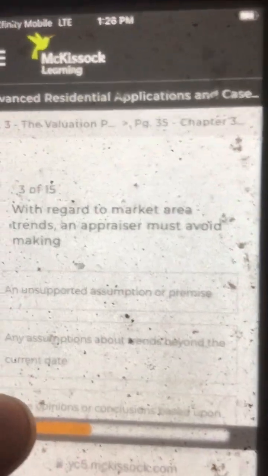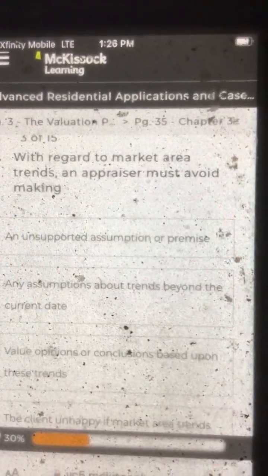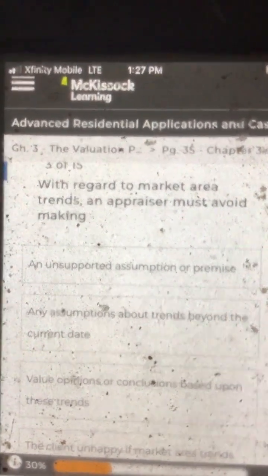Number 3, with regard to market area trends, an appraiser must avoid making A. an unsupported assumption or premise, B. any assumptions about trends beyond the current date, C. value opinions or conclusions based upon these trends, or D, the client unhappy if the market area trends are negative. I'm going to go A, an unsupported assumption or premise.